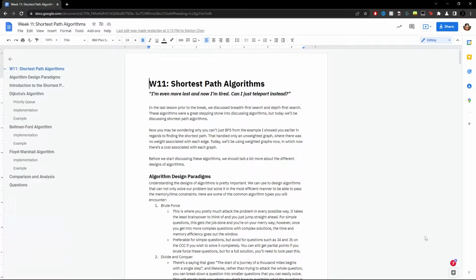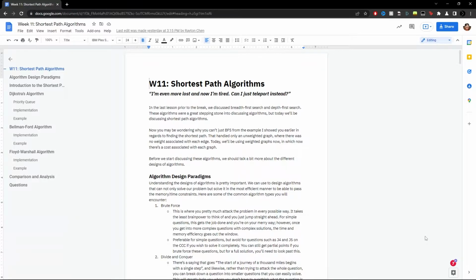So for today's lesson, we're going to be covering something called shortest path algorithms. Last week, before the break, we covered breadth first search and depth first search. These algorithms were a great stepping stone into discussing graph theory algorithms. But today we'll be discussing shortest path algorithms.